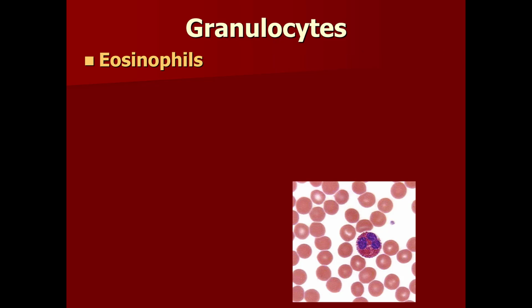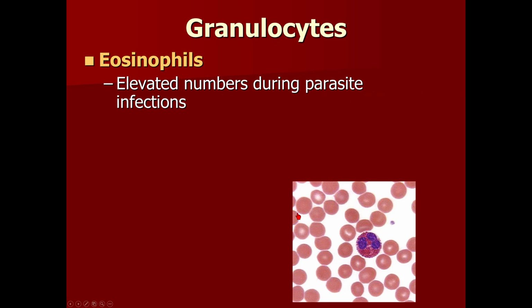Now, eosinophils, they have red staining granules, right? You can see the multi-lobate nucleus here. Eosinophils are usually associated with an increase in number during parasitic infections, and so they'll usually look for eosinophilia in a white blood cell count or a diff count when they're looking for a parasitic infection of some sort.